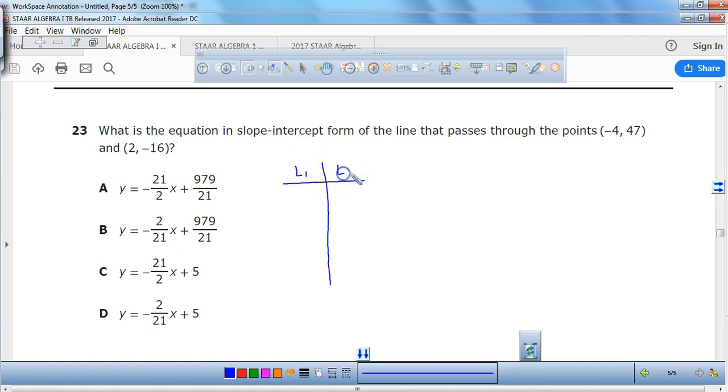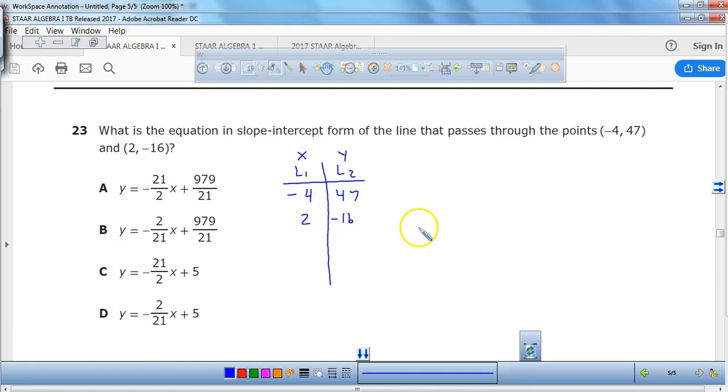Make that L1, make that L2. This represents your X, that represents your Y. If you've never used the stat editor before, you will know how to use it after this problem. Okay. Now, it's very important that you plug in things correctly. So that's going to be a -4 and a 47, and that's going to be a 2 and a -16.